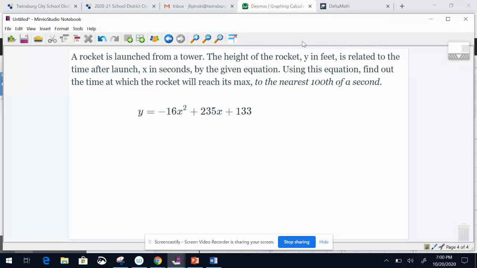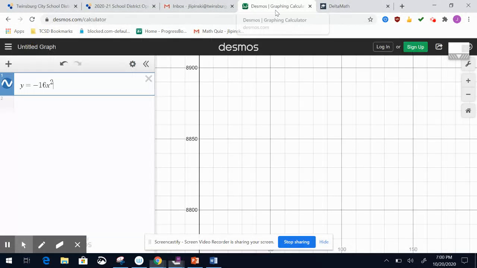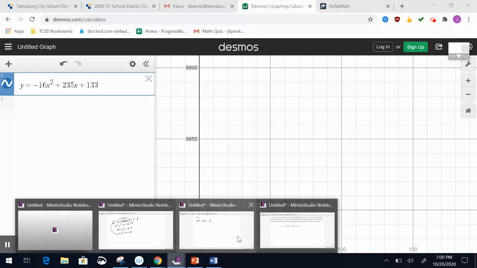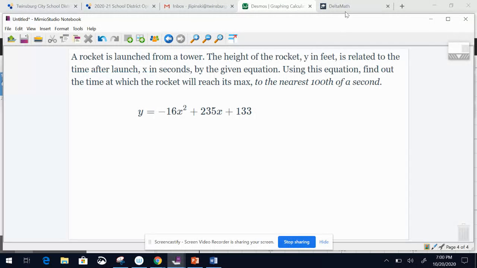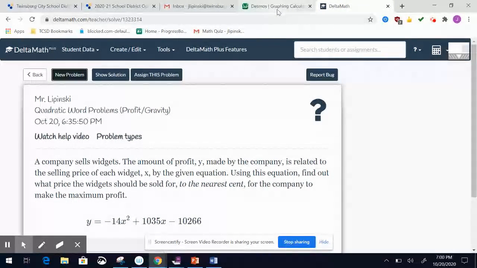Plus 235x plus, I believe it was 133. We're just going to double check it. So plus 133. Good. So go to Delta Math. Now look, or I'm sorry, go back to Desmos.